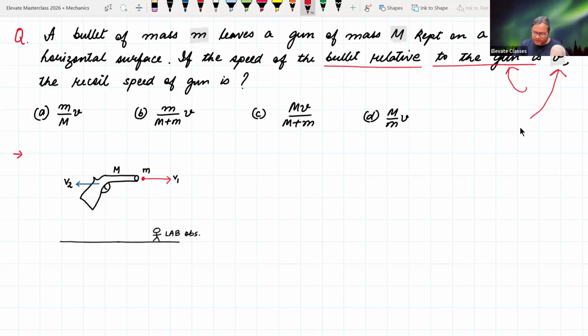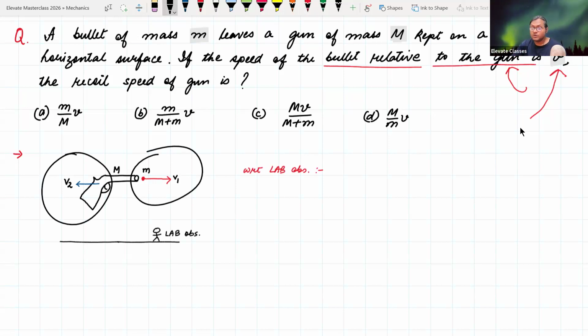So what will we do? We will say that I want to perform the calculations with respect to the lab observer. Now, if I make calculations with respect to the lab observer, I'll keep all the physical quantities with respect to the lab observer. So I've defined the velocity of the bullet with respect to the lab observer, and the velocity of the gun with respect to the lab observer. Now, with respect to the lab observer, I can apply conservation of momentum.